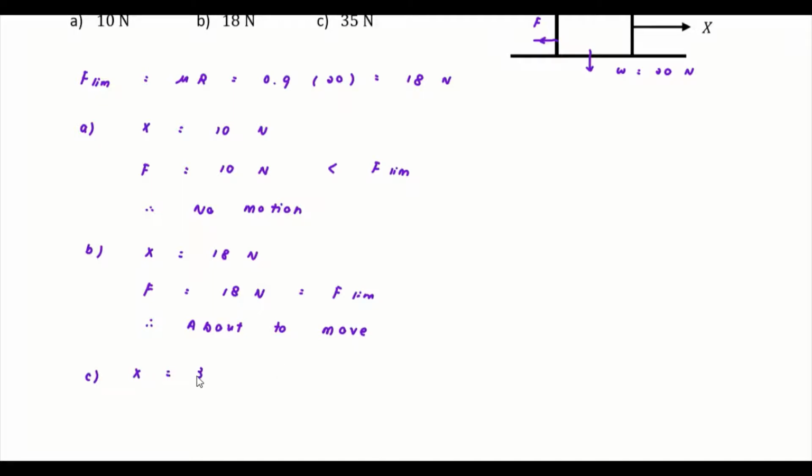All right, and what happened to the last one, C, is that our force applied here is 35 Newton. So what do you think the friction is? Yeah, 35, right? The friction is always equal to the force, but here, 35 is already more than the maximum friction that it can actually produce. So that's why the F here is still just 18 Newton, because it cannot be more than that.